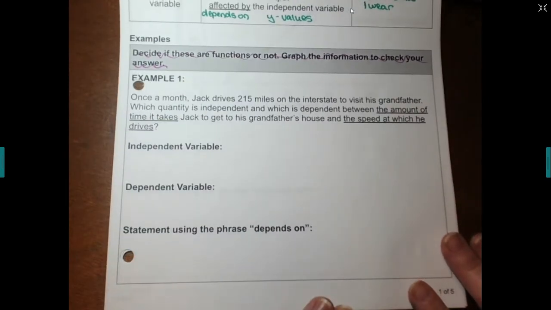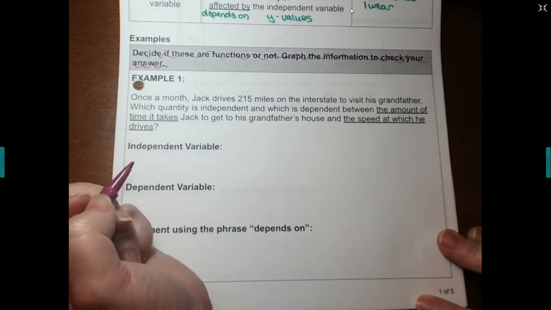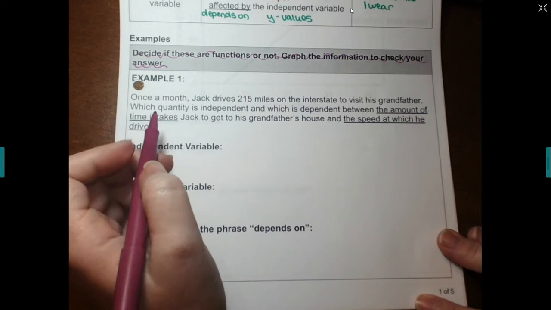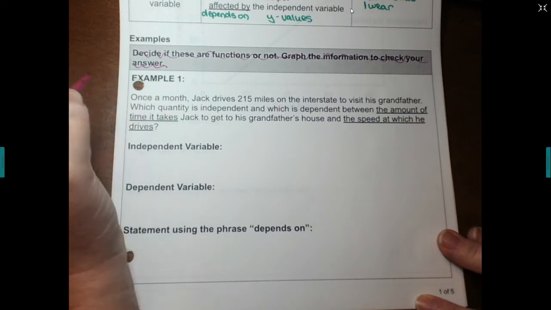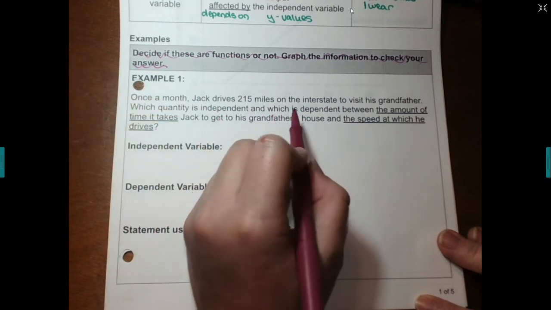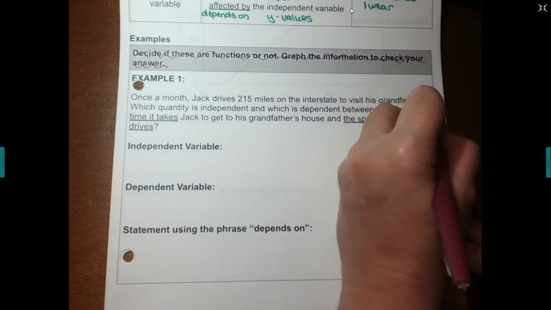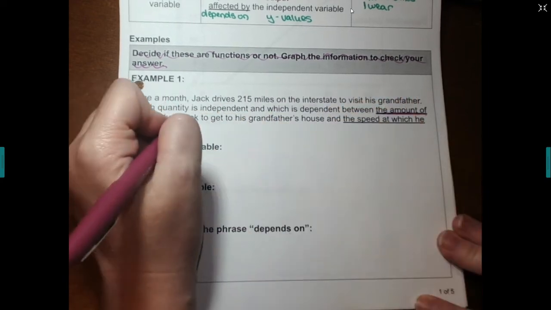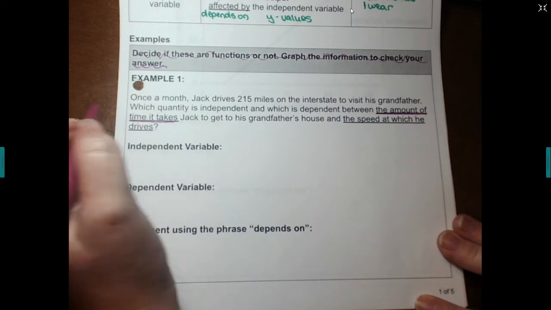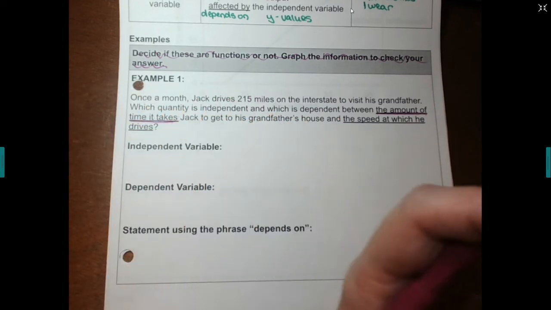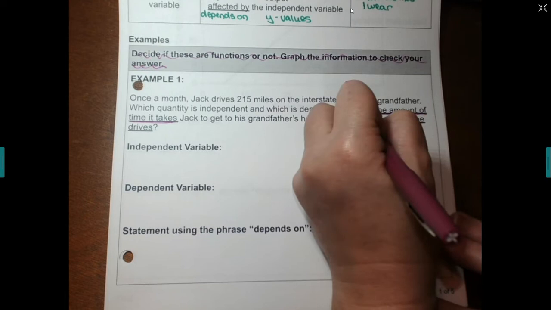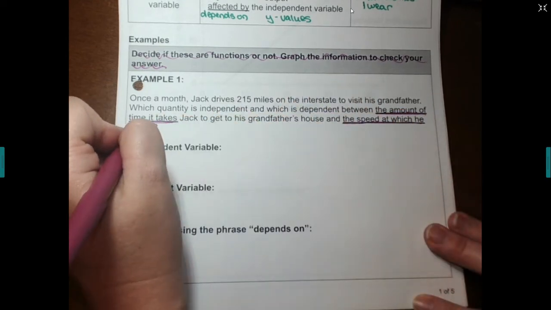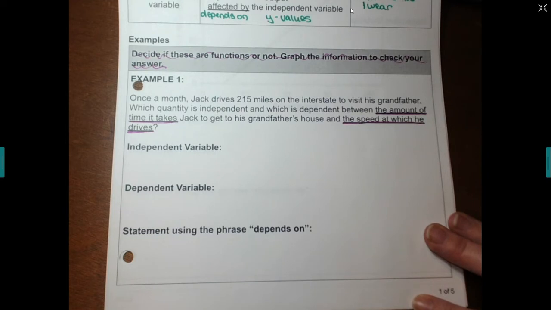So once a month, Jack drives 215 miles on the interstate to visit his grandfather. He loves his grandfather. Which quantity, quantity means value or amount, is independent and which is dependent between, so it's giving us the two choices, the amount of time it takes Jack to get to his grandfather's house, so the length of the trip in time, or the speed at which he drives. So which one of these affects the other one, right?